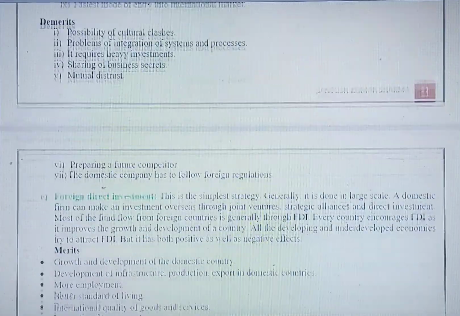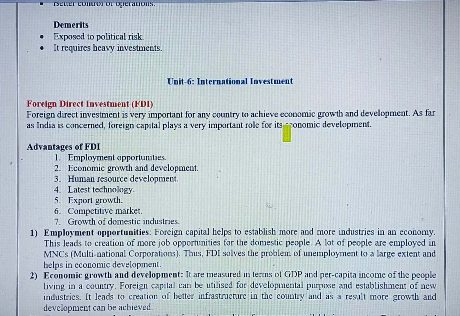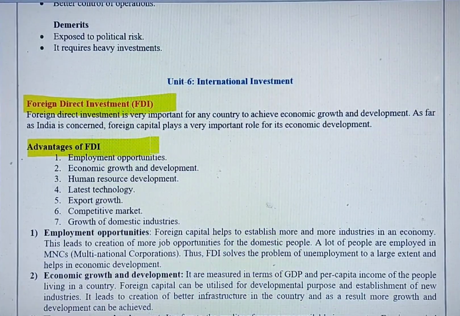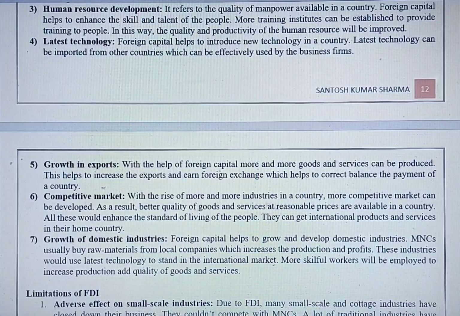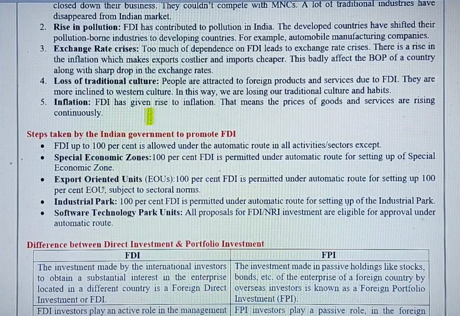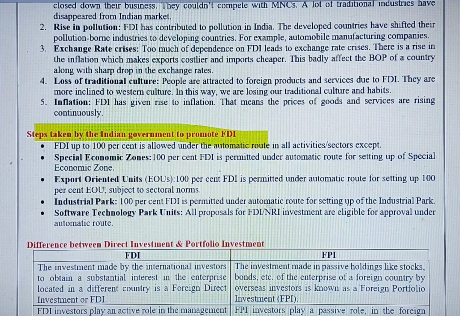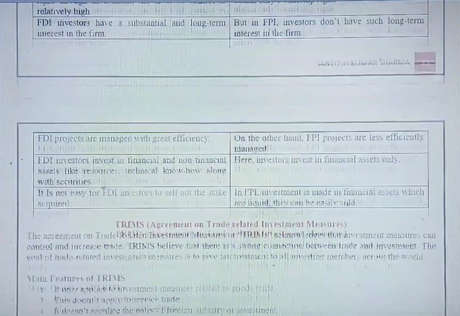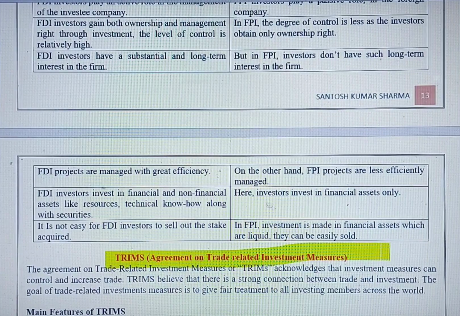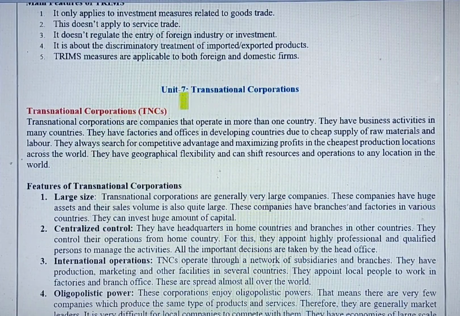Very important question. Then we have Unit 6, International Investment, FDI, foreign direct investment, their advantages or why they are important for a country. Obviously, it carries more advantages than limitations. And what are the different steps taken by the government to promote foreign direct investment. You should revise the difference between FDI and FPI, an important one. Then the next question you should revise for the exam is TRIMS, the Agreement on Trade Related Investment Measures, their main provisions.